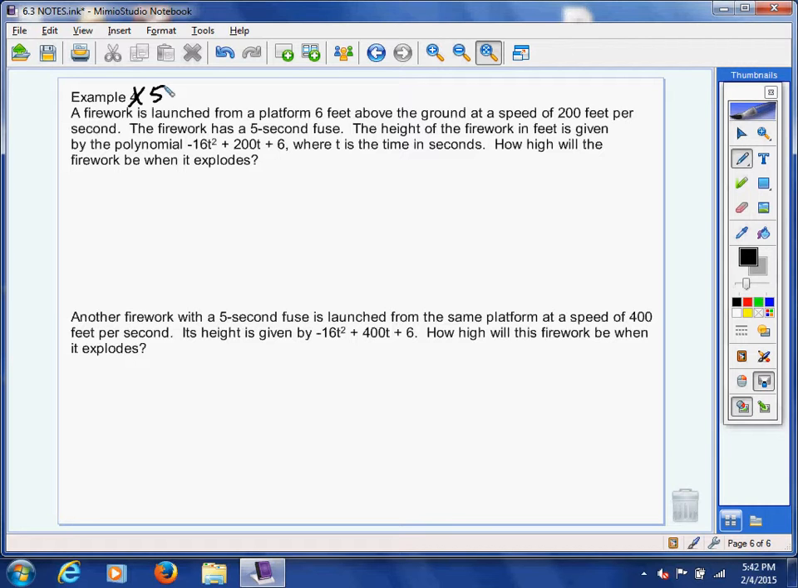We've been finding the degree of monomials, finding the degree of polynomials. We've classified, now we're going to apply some knowledge here. So here's our situation. We've got a firework is launched from a platform 6 feet above the ground at a speed of 200 feet per second. The firework has a 5-second fuse.